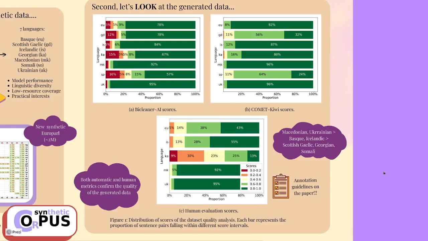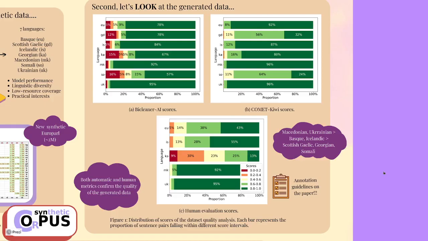If we look first at the automatic metrics, we can see that for COMET-Kiwi, the scores are pretty high, not so much for Bicleaner AI, and we can see this tendency in both graphs, where our data for Macedonian and Ukrainian is very high, followed by Icelandic and Basque, and finally, the lowest quality of our data comes from Scottish Gaelic, Georgian, and Somali, the least resourced languages.